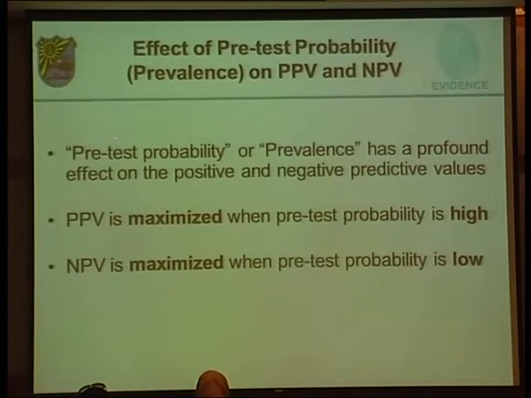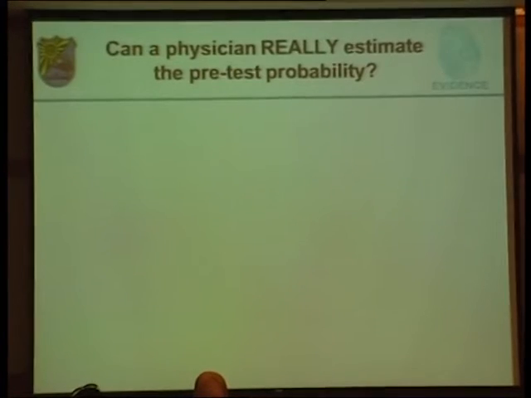So what I want to say is that the pretest probability or the prevalence can have a profound effect on the positive and negative predictive values. What happens is the positive predictive value is maximized by a high pretest probability. The negative predictive value is maximized with a low pretest probability. Now, do you really believe that you can do this? Can a physician really estimate the pretest probability? What do you think?